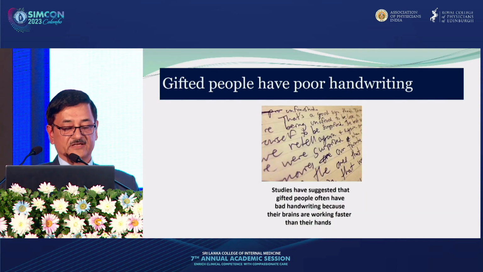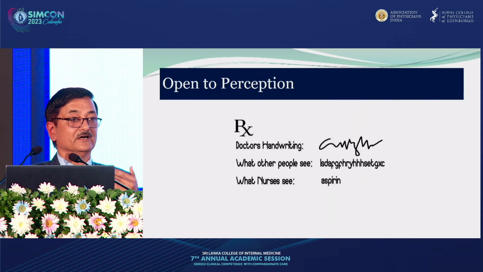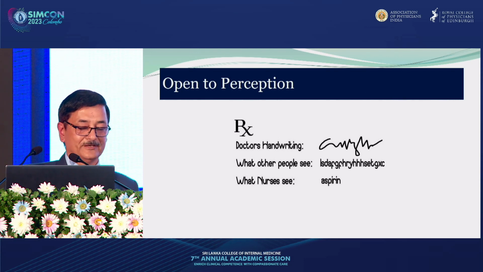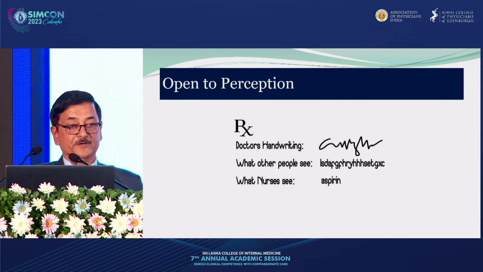And we all are very gifted people. So the studies have shown that gifted people often have bad handwriting because their brains are working faster than their hands. So we doctors are very gifted. Our brains are working faster than our hands. So we are blessed with poor handwriting. Very few of us, even including myself, have good handwriting. So this is open to perception.